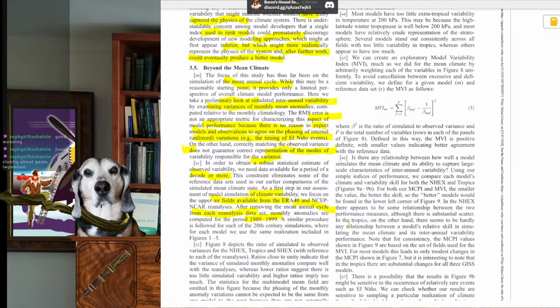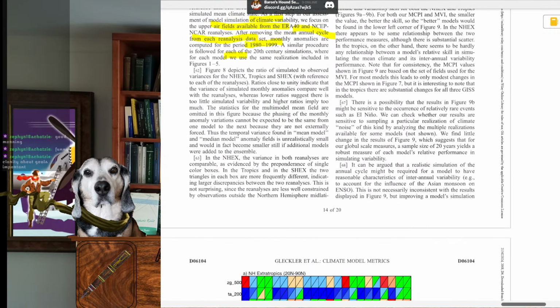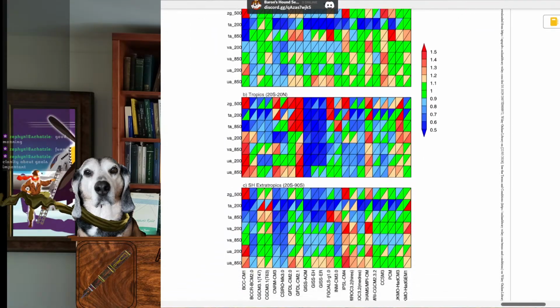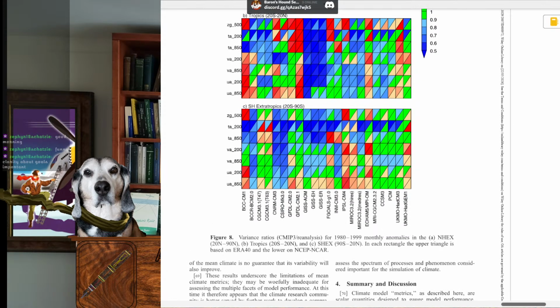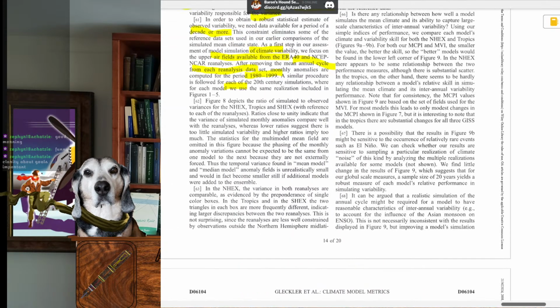Okay, sure. Figure 8, which is down here, presumably. There's figure 8. Variance ratios. Figure 8 depicts the ratio of simulated to observed variance for these regions. Ratios close to unity indicate that the variance of simulated monthly anomalies compare well with the reanalysis, whereas lower ratios suggest there's too little simulated variability and higher ratios imply too much.